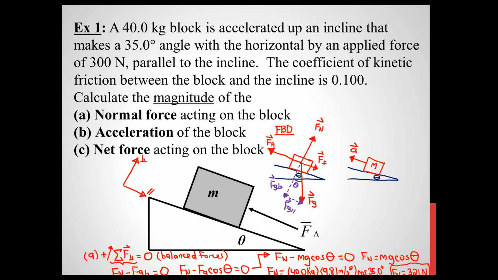Okay, that's part A. Now, part B wants us to figure out the acceleration of the box. The acceleration of the block is going to be in the parallel direction. So maybe let's just take a quick look before we go to the next slide and start writing the equation of motion. In the parallel direction, I have 3 forces. I have the applied force, which would be up the ramp. I have the force of friction, which is down the ramp. And I also have the parallel component of the object's weight, which is down the ramp.